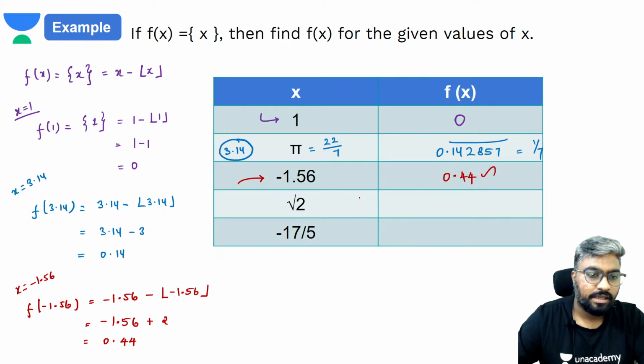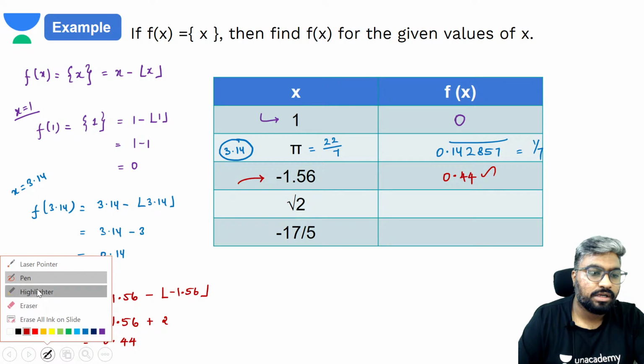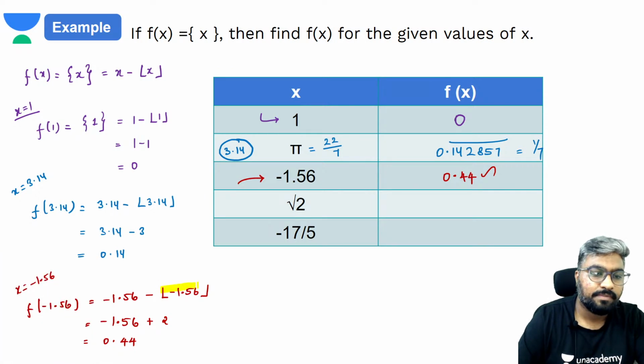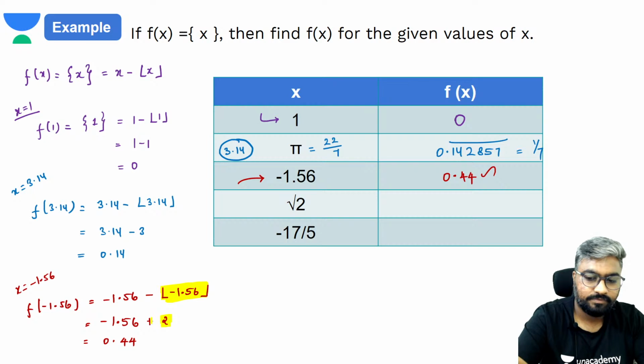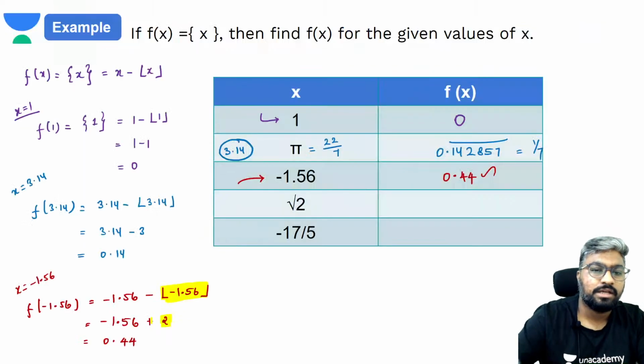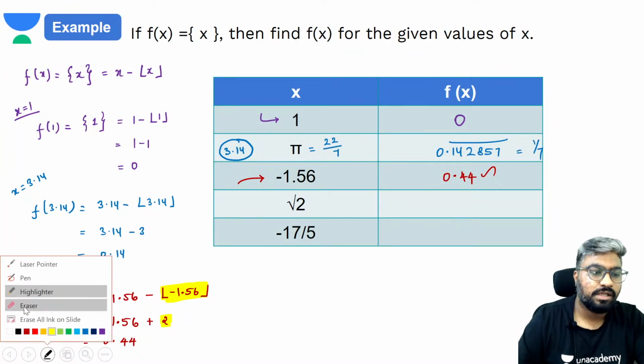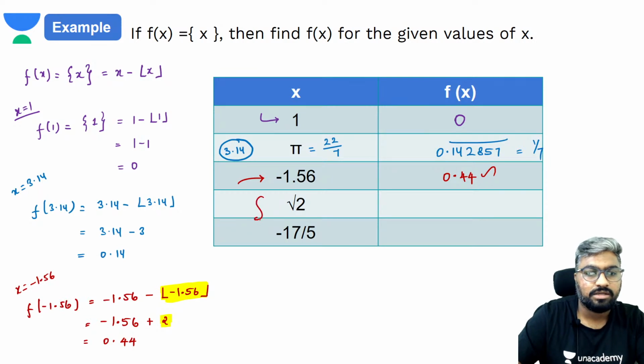Clear? It's very important that you don't fall into such silly traps. The greatest integer function of -1.56 is -2. Okay, so the other two you can try at home.